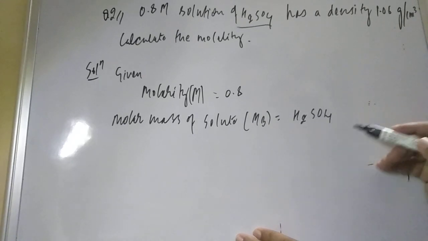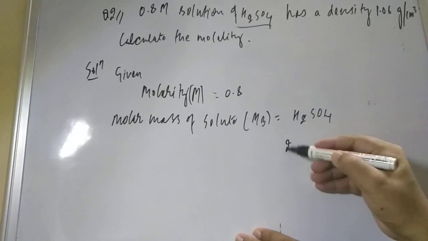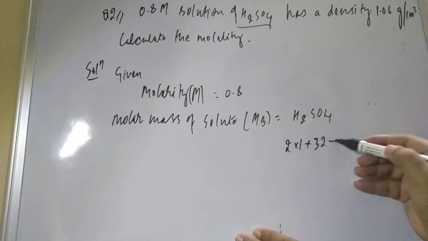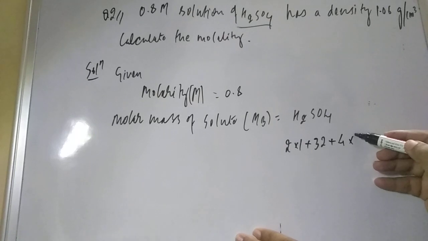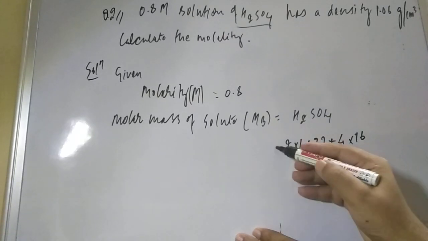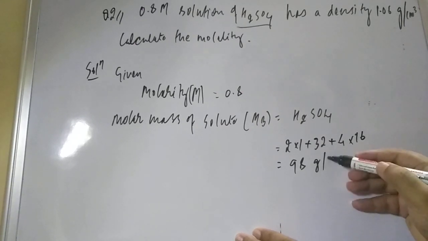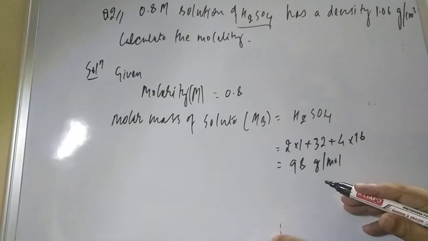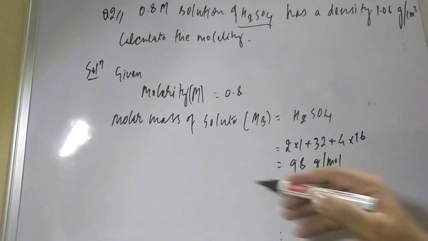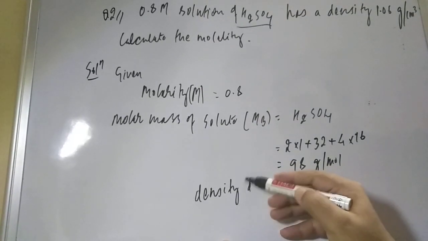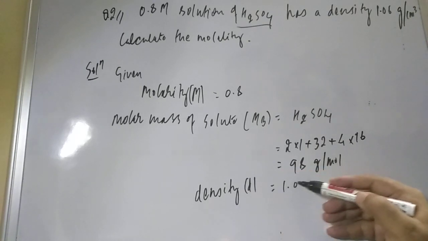H2SO4: if you want to calculate it, 2 into hydrogen, that is 1, plus sulfur is 32, plus 4 into oxygen, that is 16. If you do this, it will come 98. The unit is gram per mole. So molar mass we got. Density they have given. How much density is there? Density, small d, equal to 1.06.